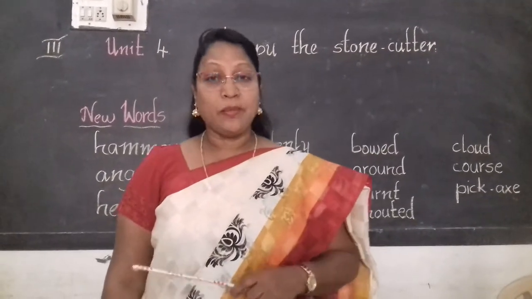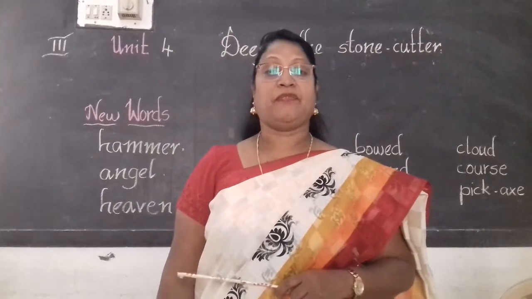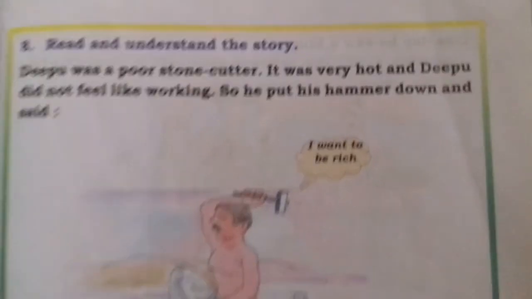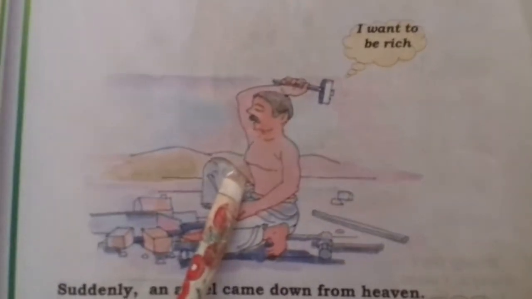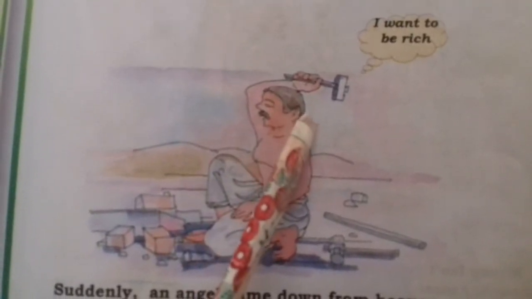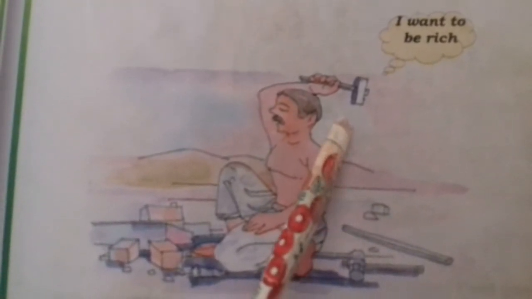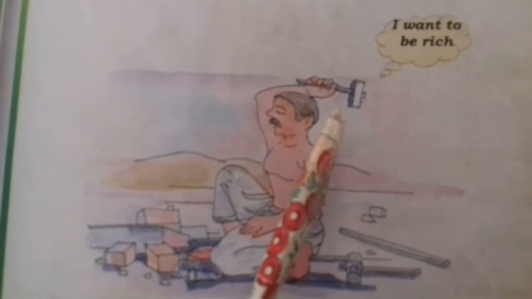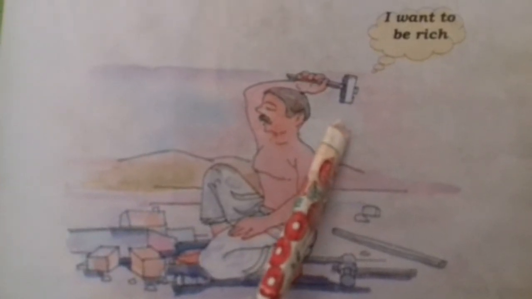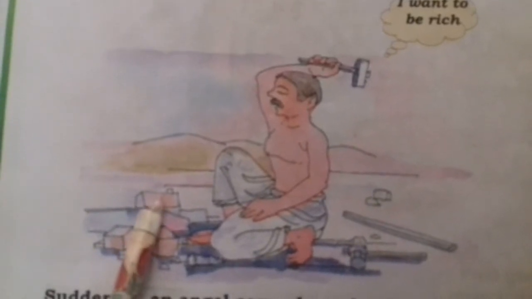Can you open with me to page number 45, children? Let's see page number 45. On page number 45, it talks about a stone cutter whose name was Deepu. Look at the instrument he is using to cut the stone. He is using a hammer. And what is he doing? He is breaking the stones into pieces.